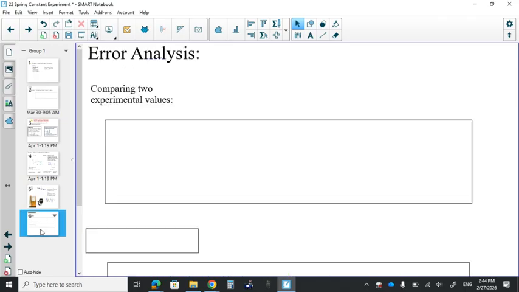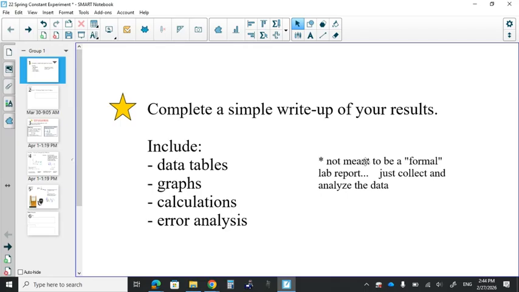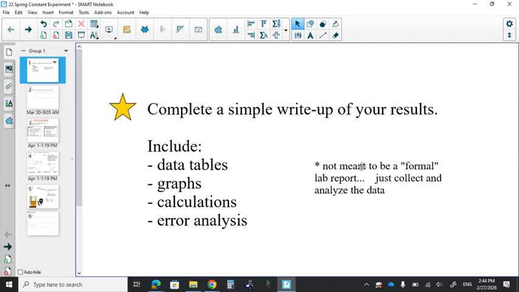And then the other thing I need to show, that hopefully you've seen before, is the error analysis part of this. Okay, so when you're writing this up, it's not a big formal lab report. I just need you to do the work, collect the data, make data tables and graphs as needed to analyze things, right? And then calculations to get the values. And you're going to get 2 different values for the K value for the same spring. Hopefully they're pretty close, right? Well, how do we compare these values?